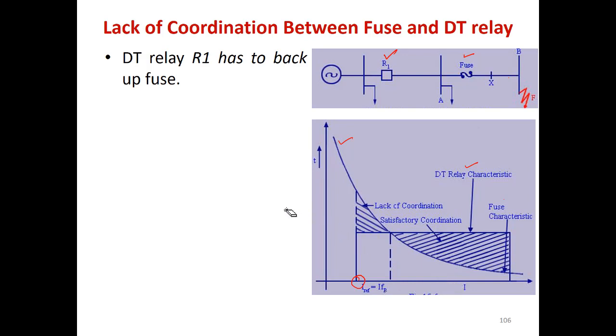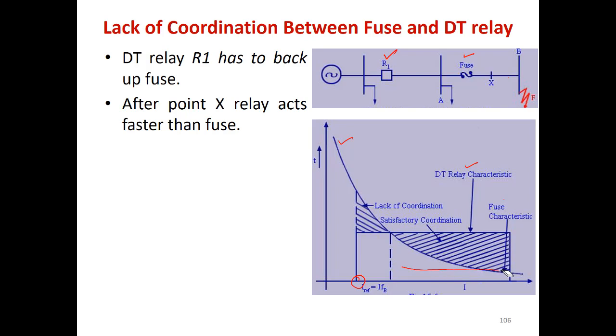So now the definite time relay R1 has to back up the fuse. Let us see how it will work. After the point X, the relay acts faster than the fuse. So we can see here B and below this point, up to this.